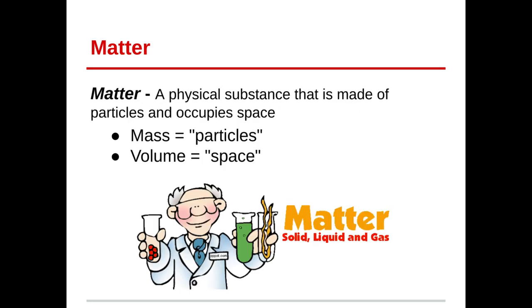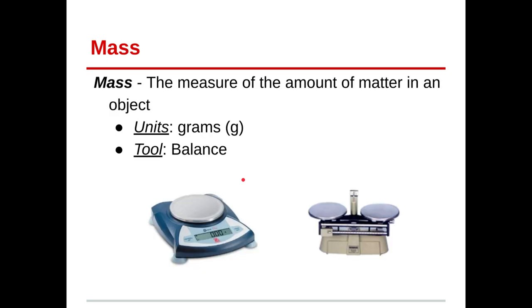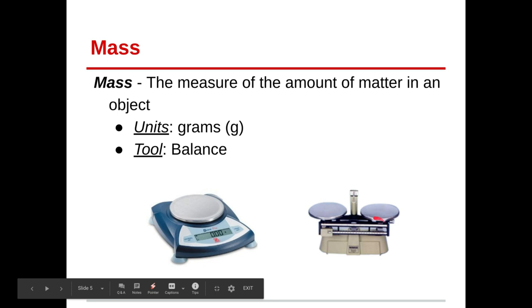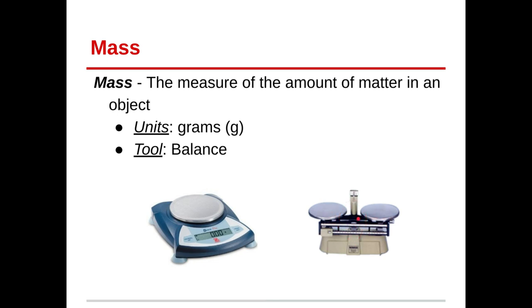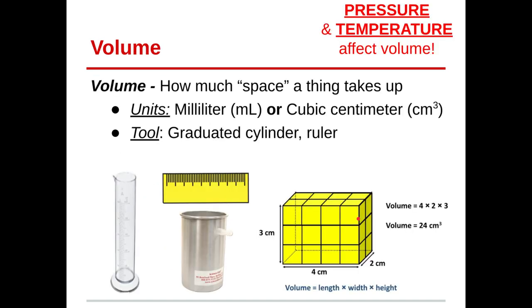So just a couple more bits of information about these terms. Matter, again, physical substance. Mass would be what we think of as particles, and volume is how much space a thing takes up. For mass, the units we use are grams, and the tool we use to measure mass is a balance. This is a digital balance here. This is a beam balance. You may remember we used triple beam balances earlier in the year.